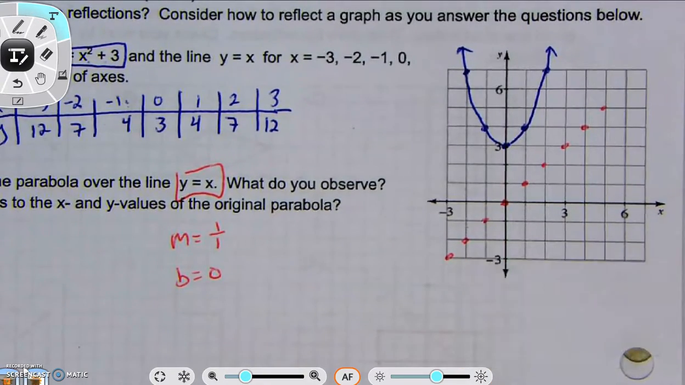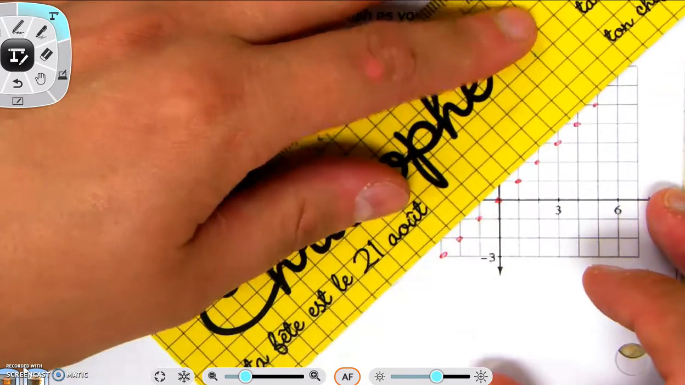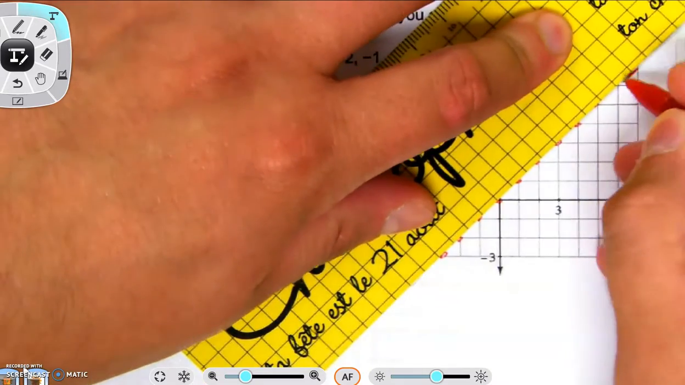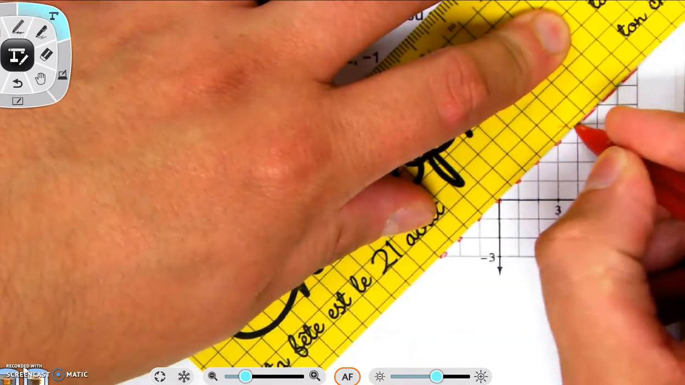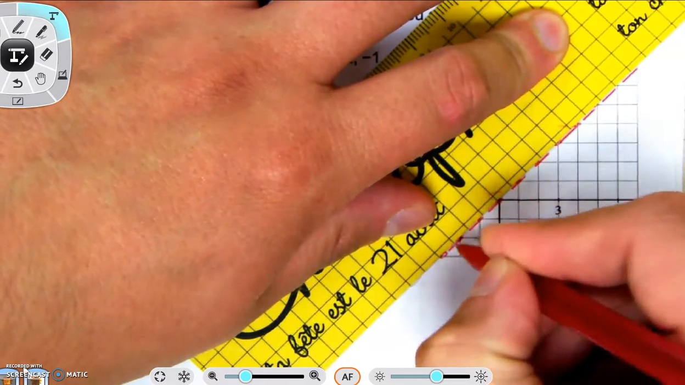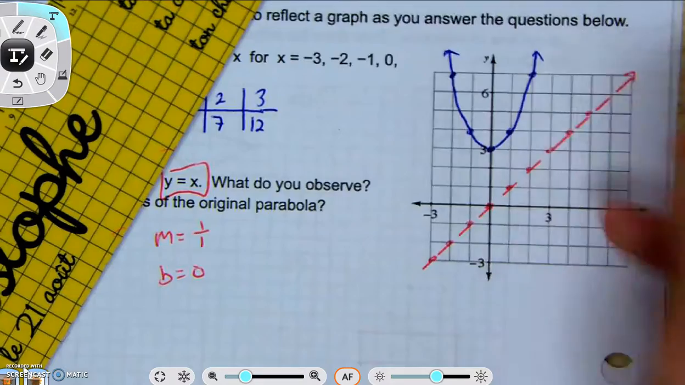So if I graph that, it's going to look something like that diagonal line. Typically, lines of reflection, we draw them with dashed lines. So when I go ahead and draw this in, we end up with that dashed line.